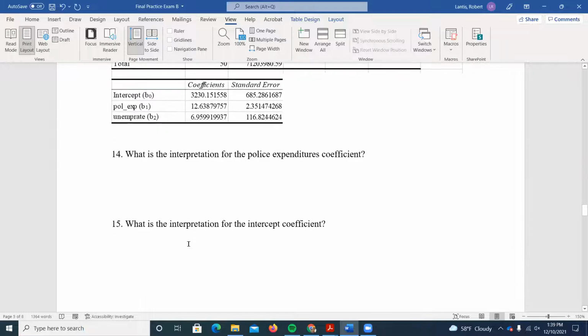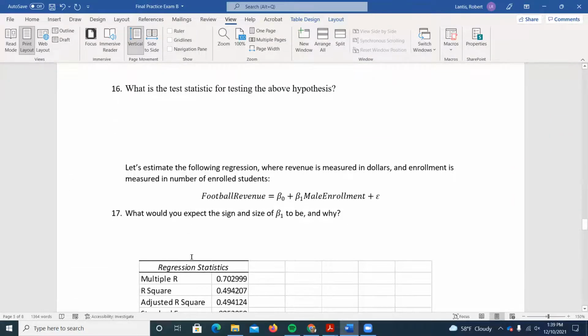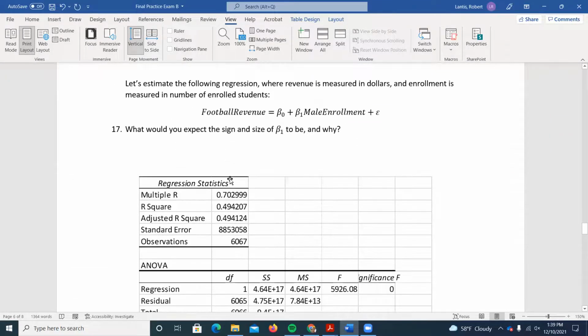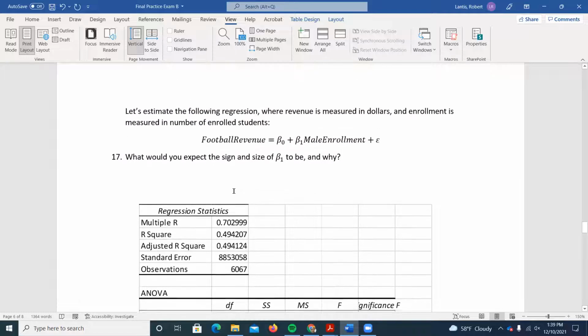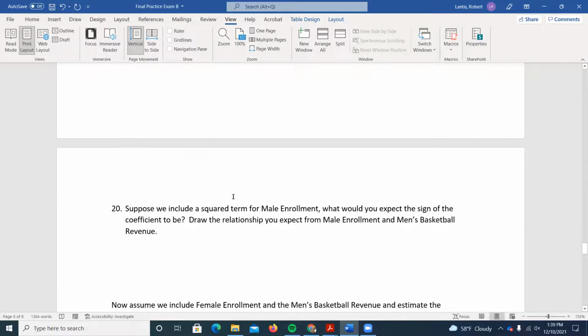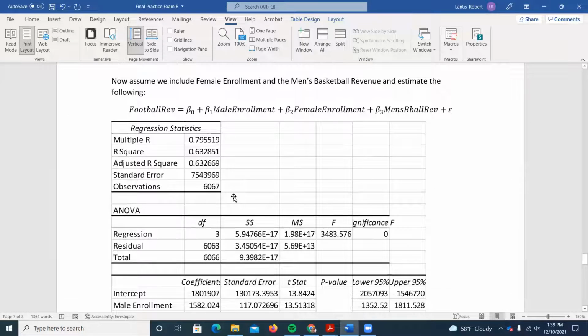So is there anything else here? I mean, a lot of this is just more examples. I know there's something else I want to do.